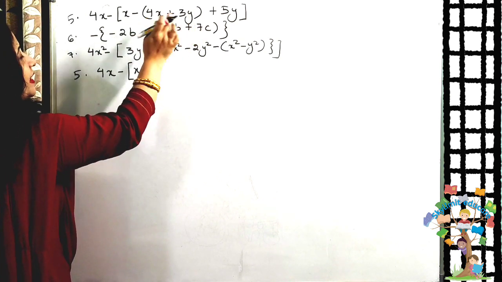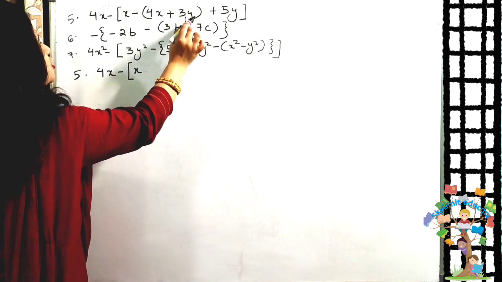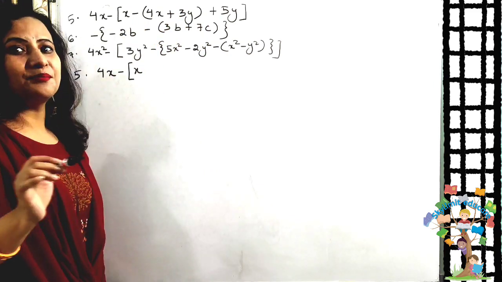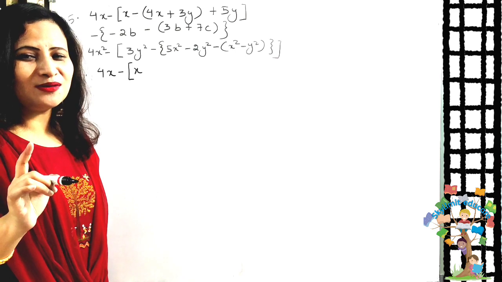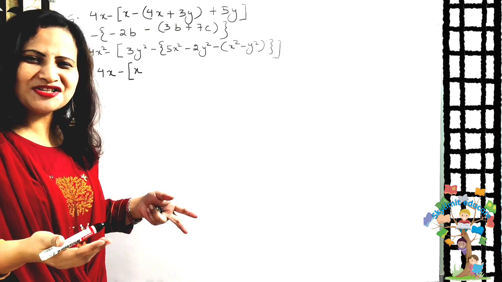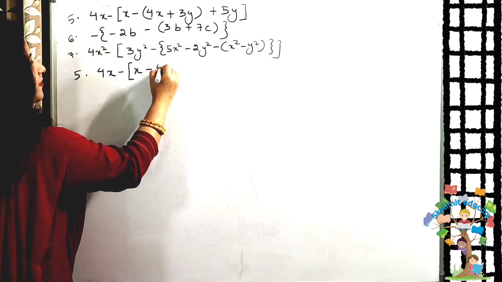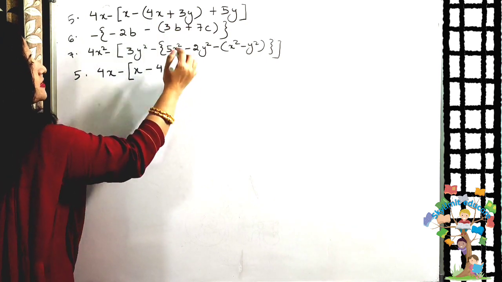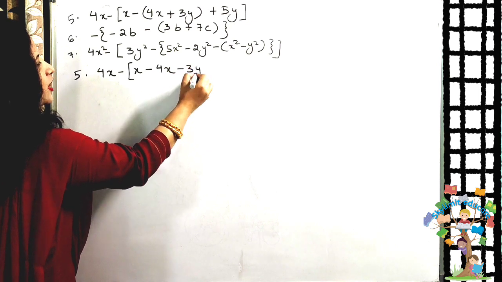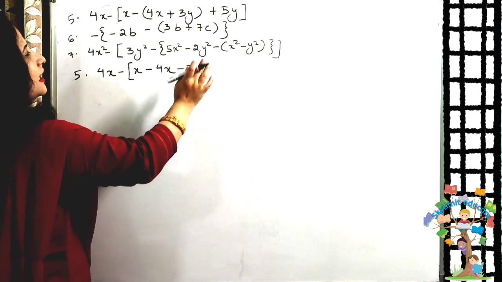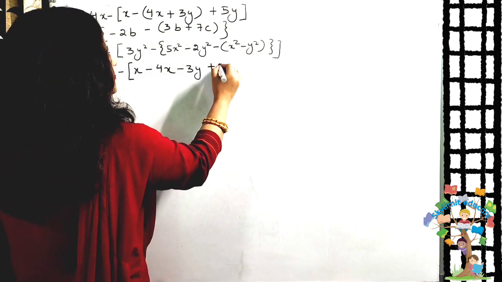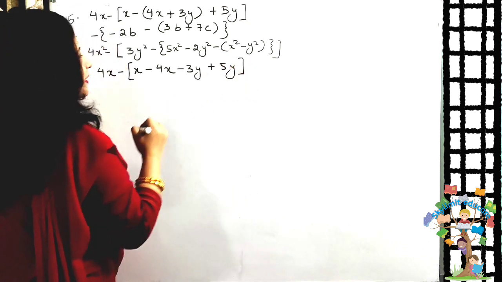This common bracket, right? So outside this common bracket, students, there is what sign? Minus sign. So be careful now, because all the signs will change. Yes or no? This 4x is positive, it becomes negative. 3y is positive, it becomes negative. Now you have opened the bracket successfully. Next is plus 5y. This was outside the bracket, so just copy it down.